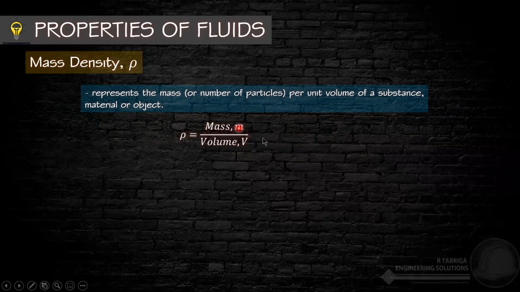The denotation here in our lecture series, mass is small m and the volume is capital V. So that's it. Now the units of the mass density are kilogram per cubic meter in SI or slug per cubic foot in English units. So that would be the unit for the density.